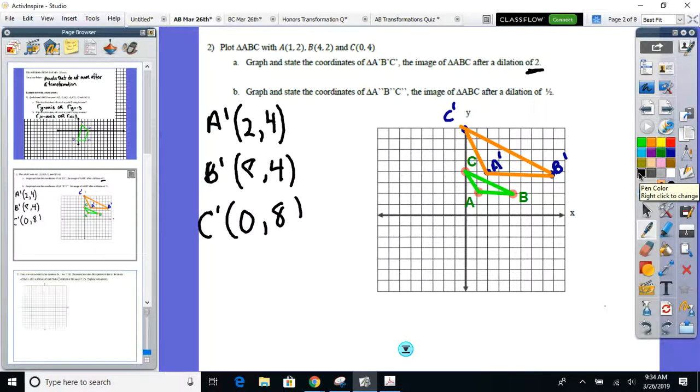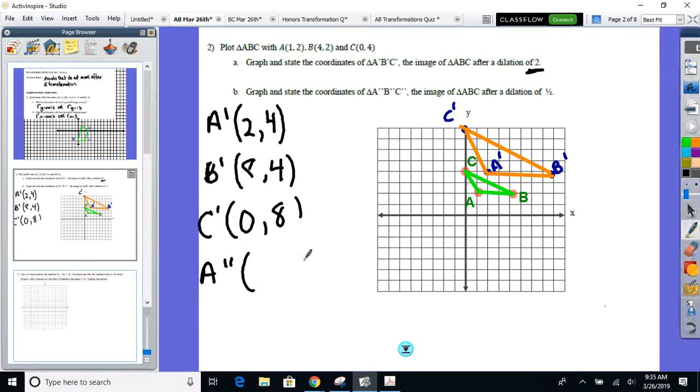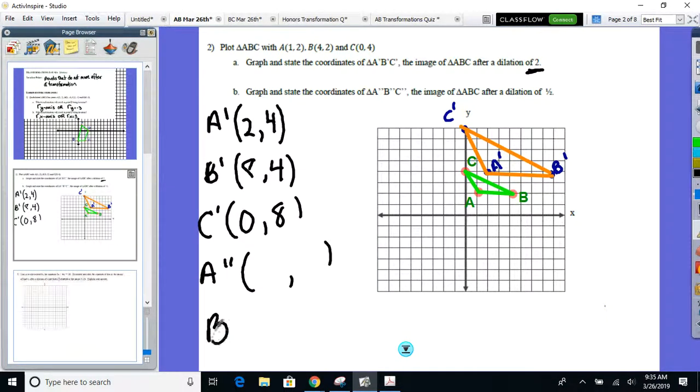Next, now do the double prime, the image of which triangle? The original ABC of 1/2. Now, you tell me, what's going to happen to A, B, and C? They're going to get closer to the origin. All right, that's why this triangle is going to be smaller, because A, B, and C are going to get closer to the origin because this is 1/2. Same thing, multiply all the coordinates by 1/2. A double prime, B double prime, and C double prime.